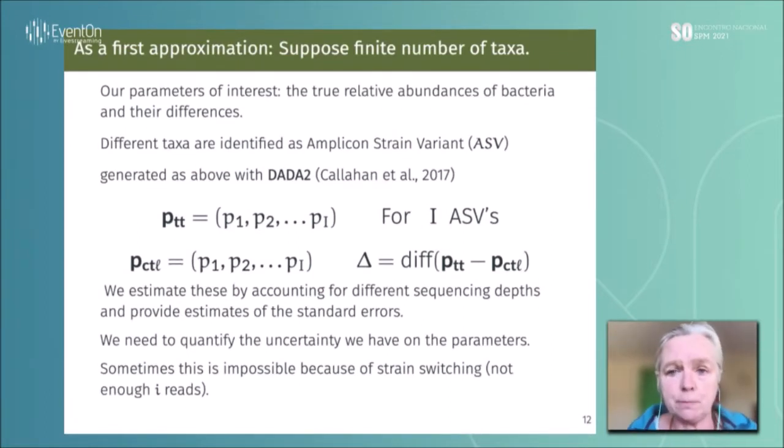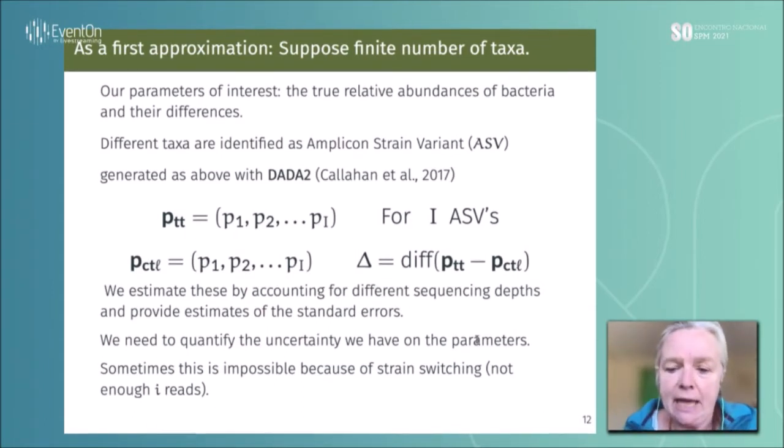So as a first approximation, we say, suppose that we are going to restrict ourselves to a finite set or a finite number of taxa. What we're interested in, for instance, in a control setting, is a proportion of the different variants or species. That would be one vector, and then I is the number of these strains. And then you have another vector for the treatment. So we're interested in the difference between these, and we're going to need to make inferences about this.